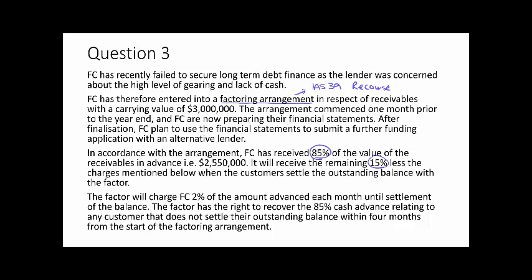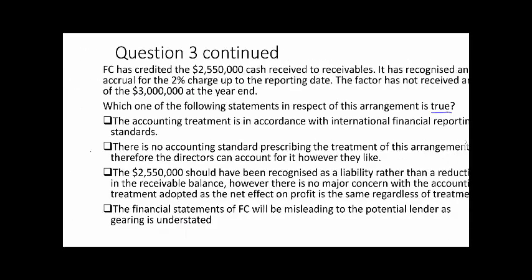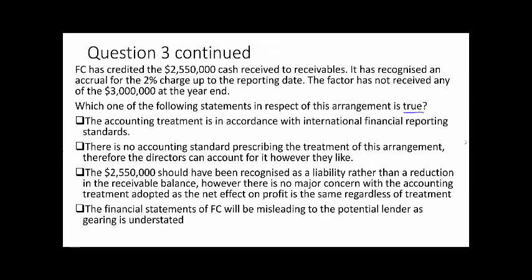And here's the important bit. The factor has the right to recover the 85% cash advance relating to any customer that doesn't settle their balance within 4 months from the start of the factoring arrangement. It carries on to say that at the moment, the accounting treatment we've followed is to credit the cash advance against receivables and then recognise an accrual for the 2% charge. As at the year-end date, none of the $3 million receivable balance has been received.